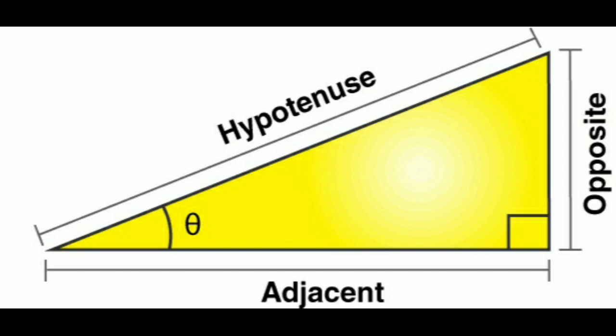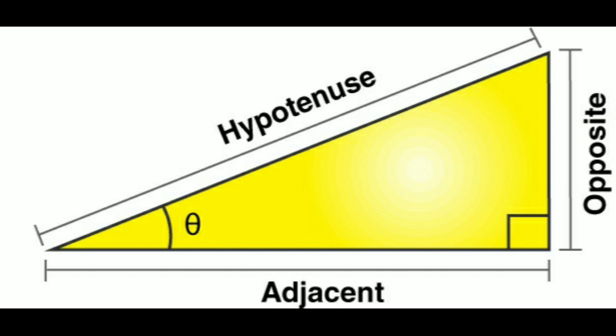Now laws of sine, cosine and tangents. This is the triangle, with sides A, B and C, and the corresponding angles alpha, beta and gamma. Law of sine: sin alpha by A equals sin beta by B equals sin gamma by C.